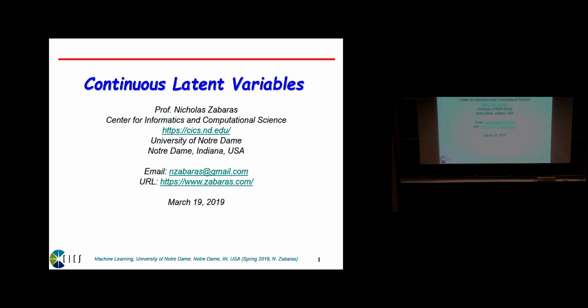So I'm going to try to spend basically 2 lectures discussing unsupervised learning and model reduction, and all of this goes with continuous latent variable models. Up to now, the latent variables that we have seen are discrete variables. So now we will try to see how we can move on to continuous models.